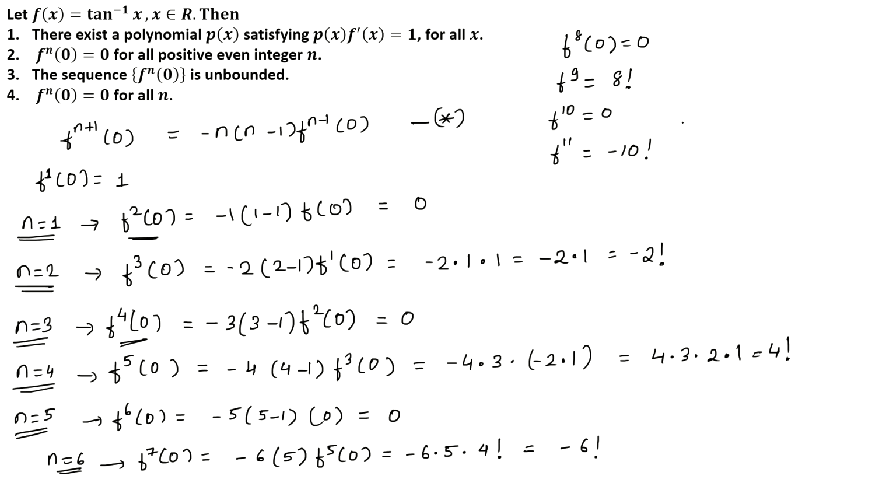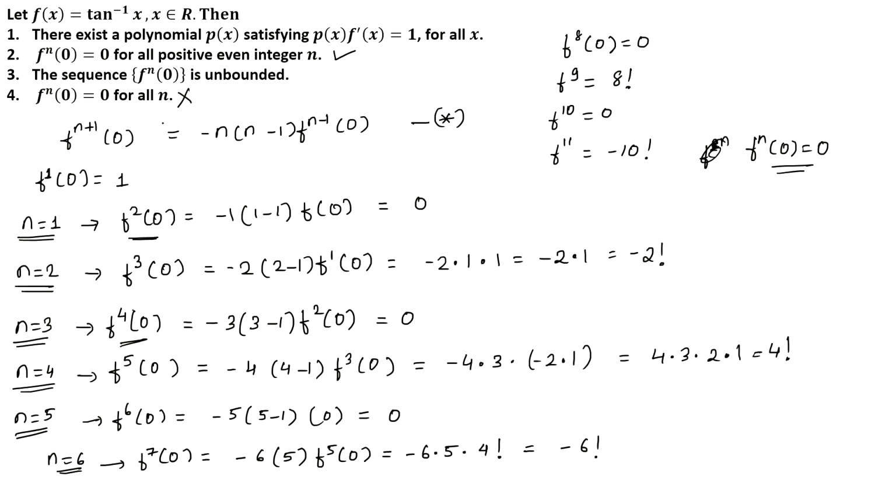So basically we can see that we have a pattern in which, for all the even integers, f_n(0) is equal to 0. If n is even, we have f_n(0) equal to 0. So option 2 is correct. Option 4 is saying f_n(0) is equal to 0 for all n, which will be wrong, because for the odd integers f_n(0) is not equal to 0. So option 4 is not true.